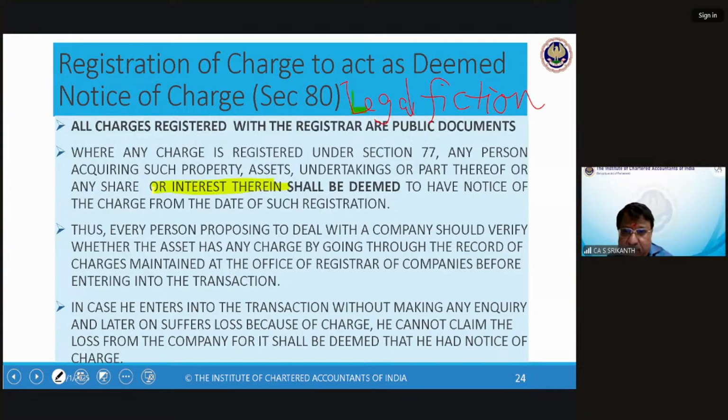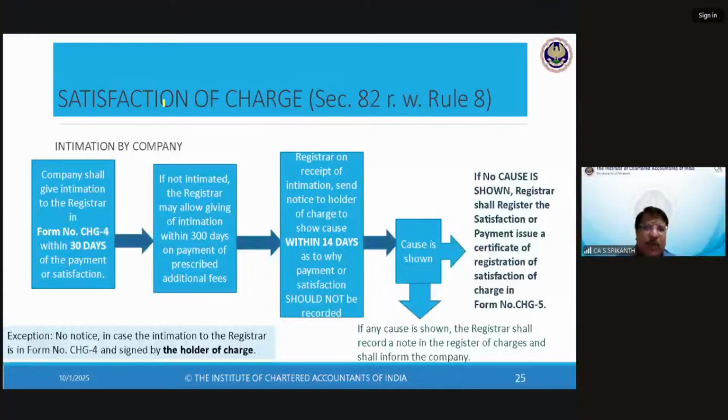Now, thus every person proposing to deal with a company should verify whether the asset has any charge by going through the record of charges maintained under the Office of Registrar of Companies before entering into the transaction. In case he enters into any transaction without making any inquiry and later on suffers loss, he cannot claim the loss from the company. So this is something that you might remember.